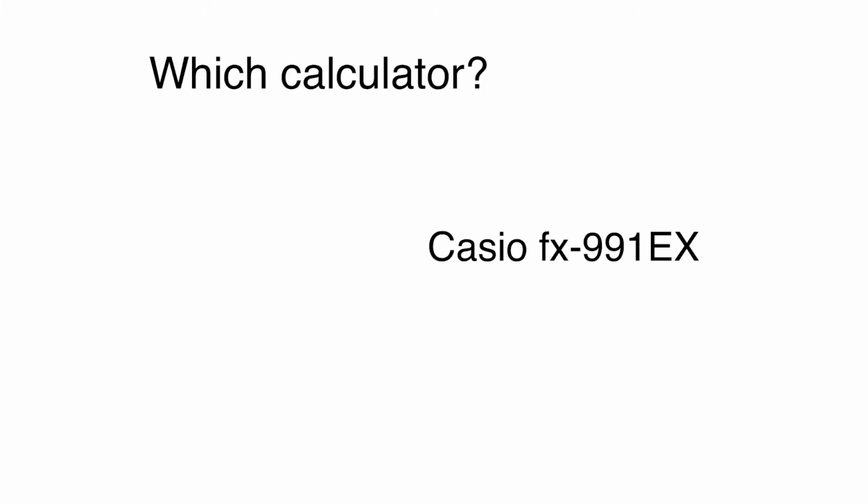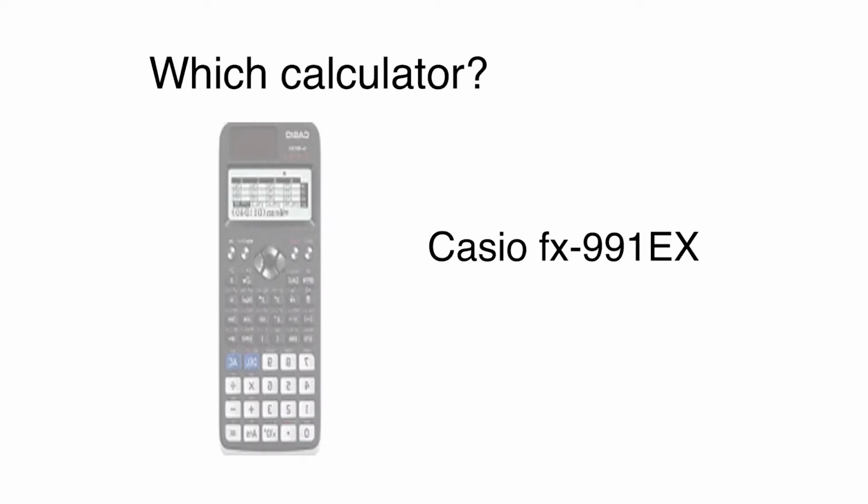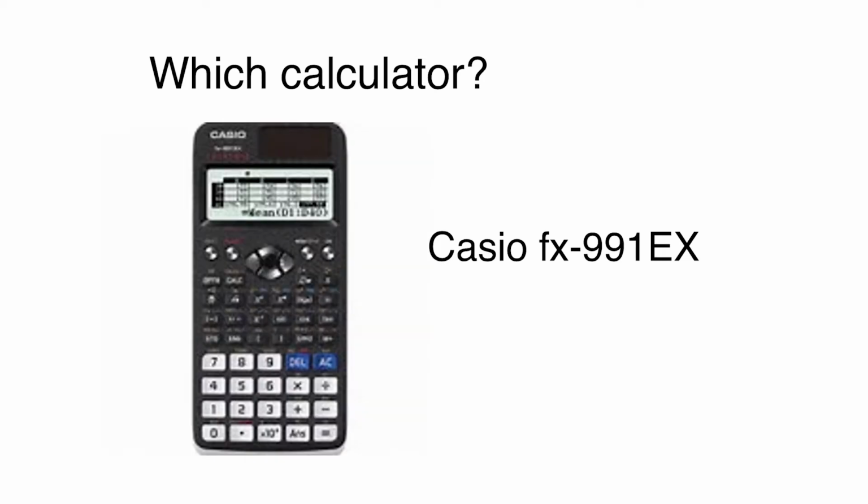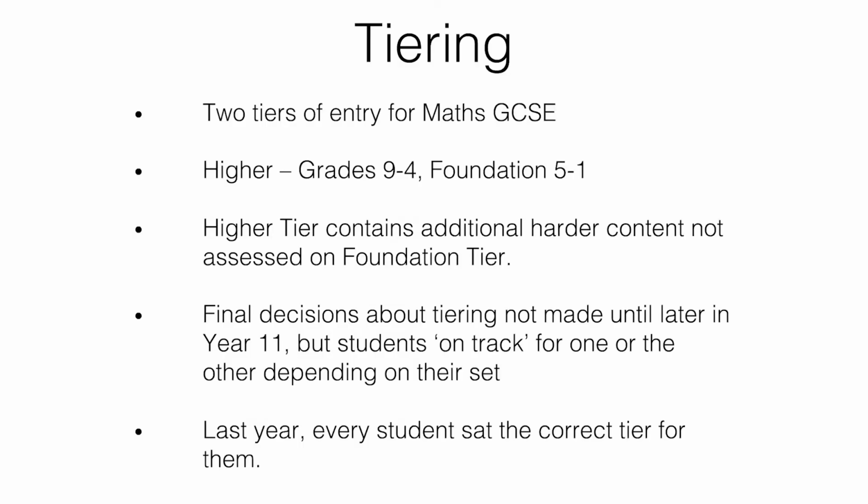Because 2 out of the 3 papers are calculator, we need to make sure that our students have the best calculator for the job that's going to help them. We believe that it is the calculator currently on your screen. This has a few extra functions over some of the other calculators available on the market that really do make a difference for some of the trickier topics. This calculator will also be suitable for any sixth form courses that your son or daughter may go on to study, right from core maths all the way up to further maths.